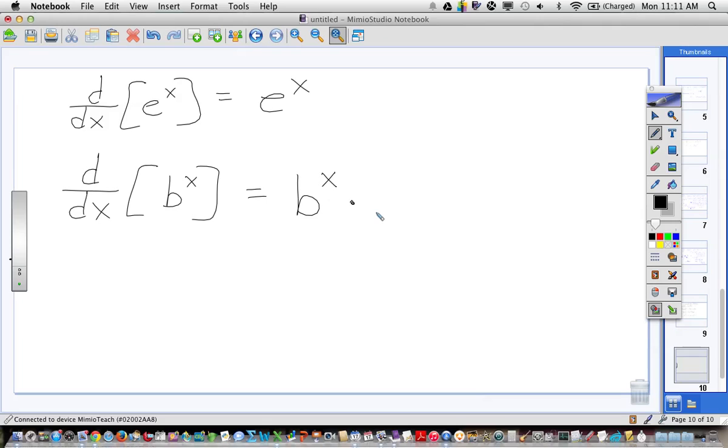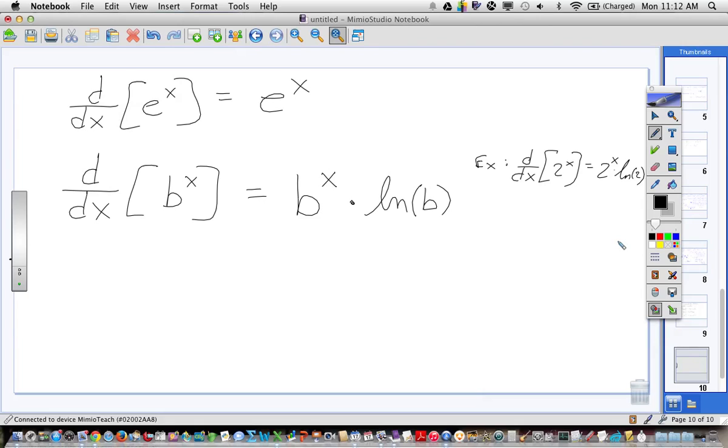It works very much like e to the x does. It's its own derivative. However, there's a multiplier that goes on to it: the natural log of b, whatever the base is. So, for example, the derivative of 2 to the x would equal 2 to the x times ln 2.